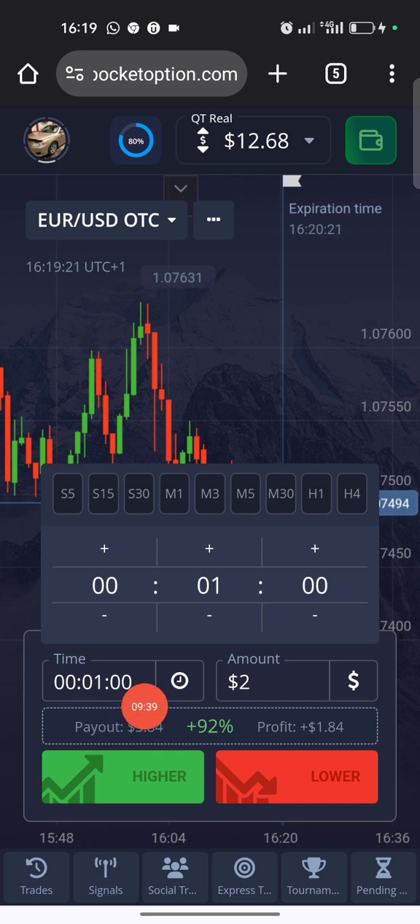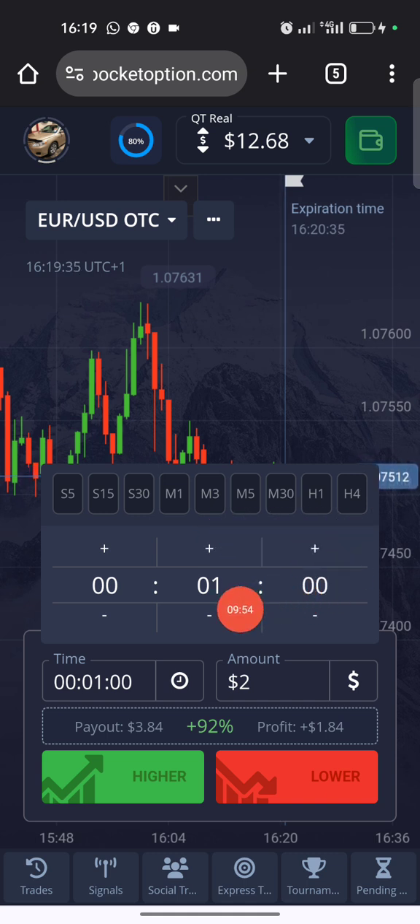Okay, so whether you are using 5 seconds, you can use as low as 5 seconds, 10 seconds, 15 seconds, 30 seconds, 1 minute, 3 minutes, 5 minutes, 30 minutes, 1 hour, and 4 hours. You can use all these types to actually determine whether you are going to be in profit or loss or otherwise. Okay, so what do you do here exactly?